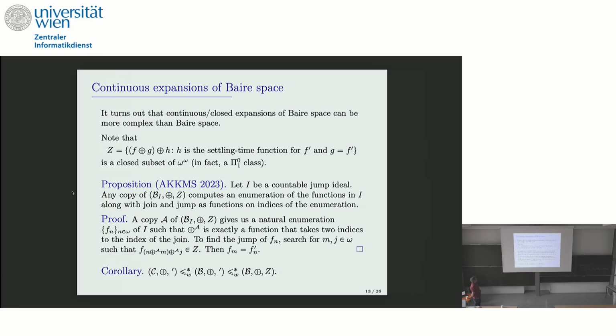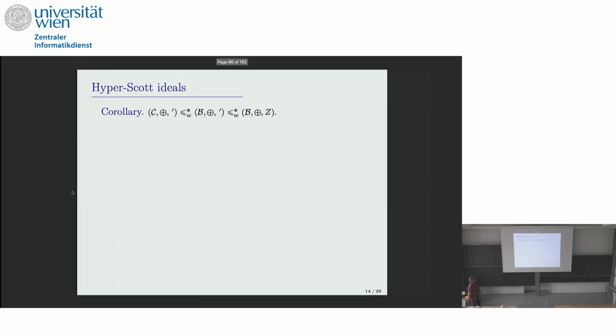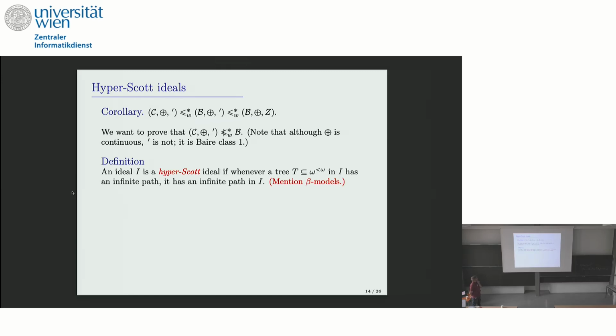So now I'm not even trying to answer a question anymore. I answered the second question and it just kept talking about continuous expansions. I want to tell you why this structure is actually strictly above Baire space. I want to show that this Cantor space with join and jump is strictly above Baire space. All right.